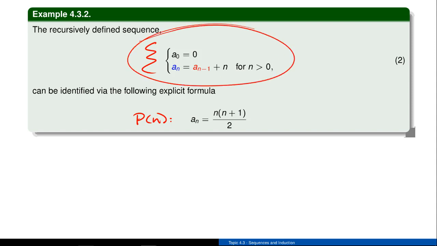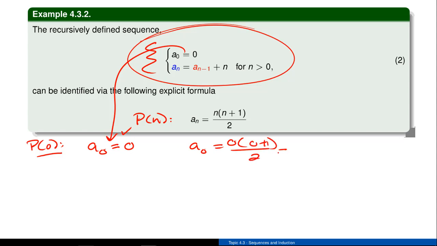So what I want to do is show that my basis is going to be met. The idea is that I should have P0 be true. Well, if I look up in my sequence world, I know that A0 is 0, and that's by definition. So that's a check. And on the other side, I can see that A0 is supposed to be 0 times 0 plus 1 all over 2, which is a 0. So that appears to check. So in that case, I do in fact have that my basis step is satisfied.